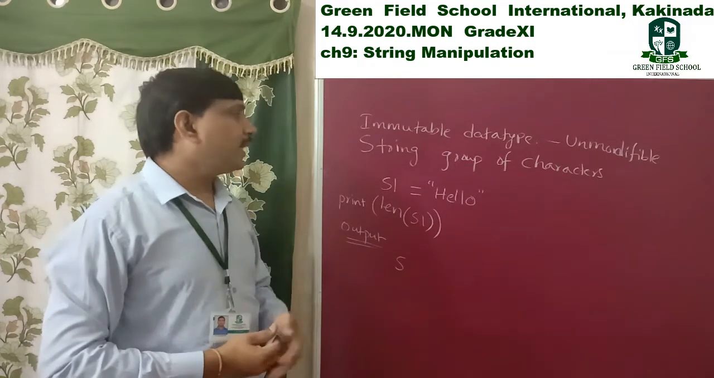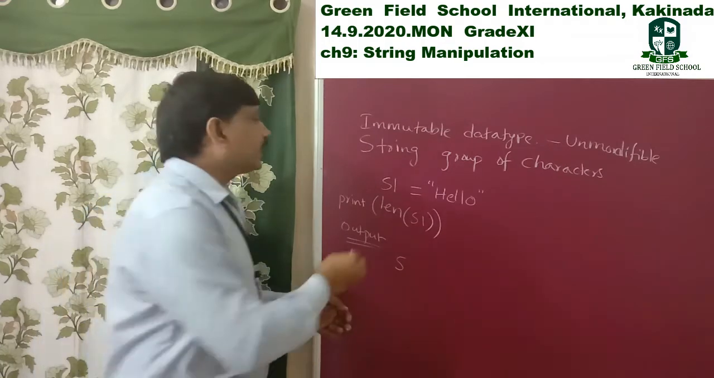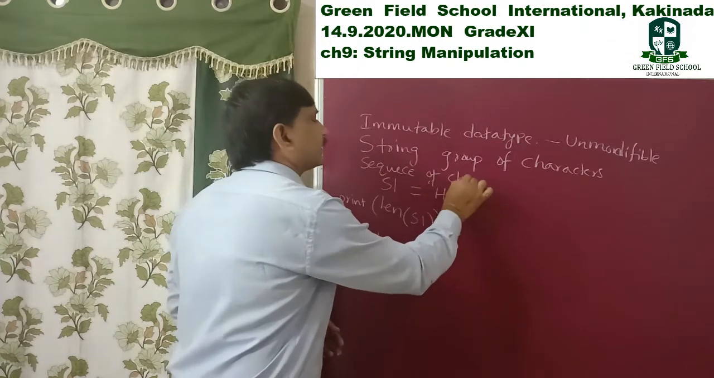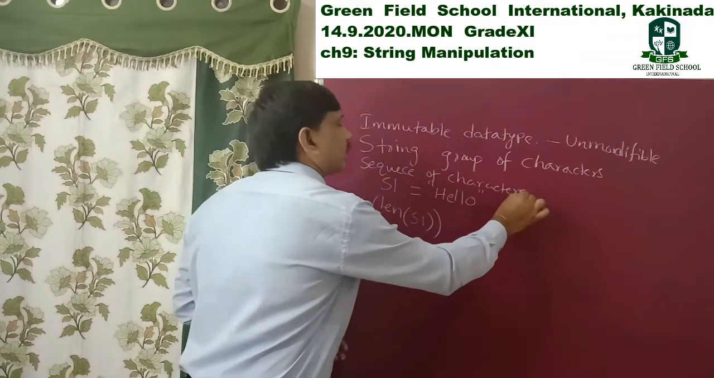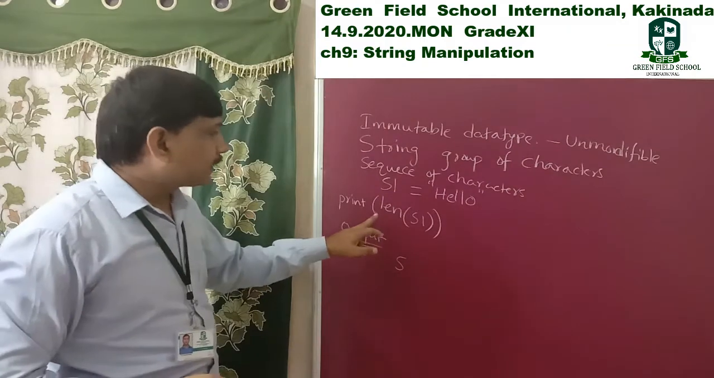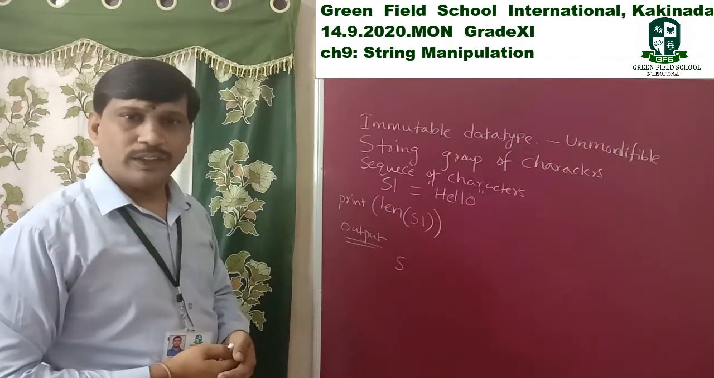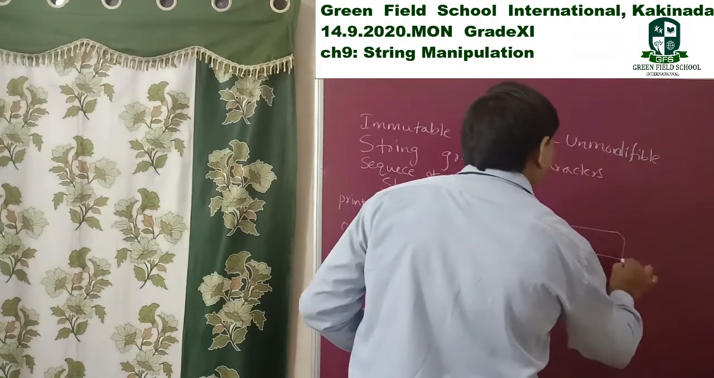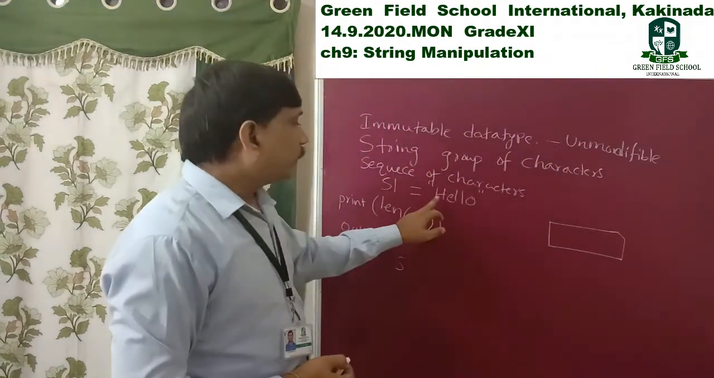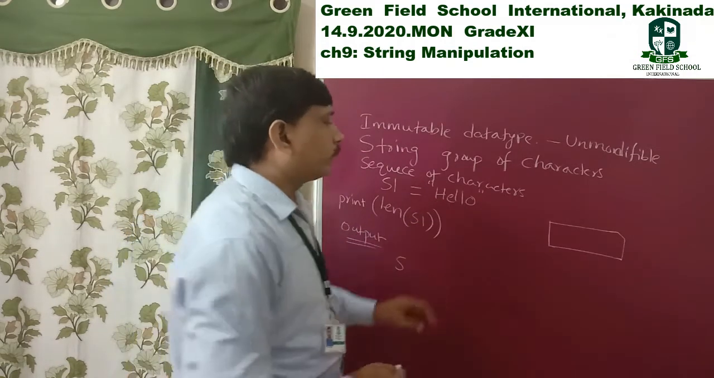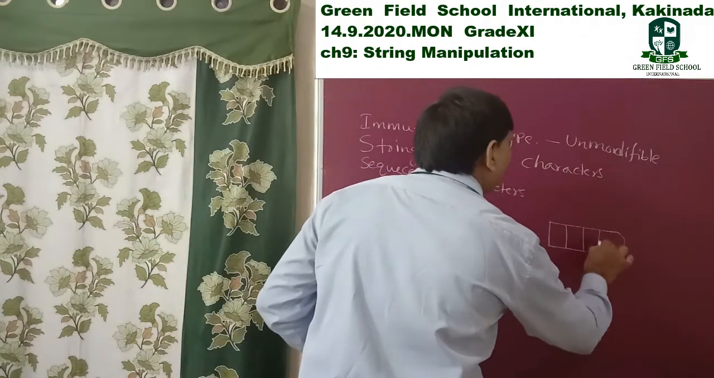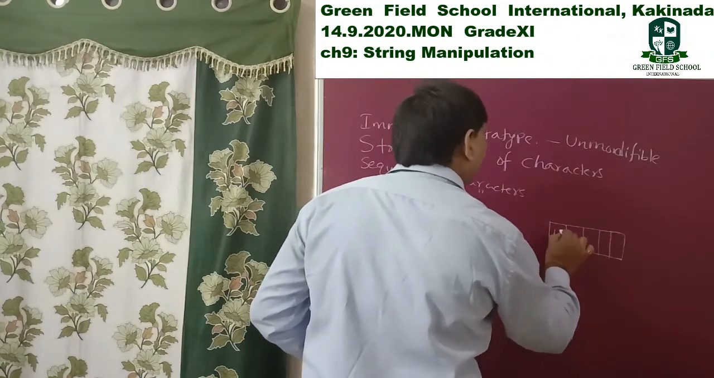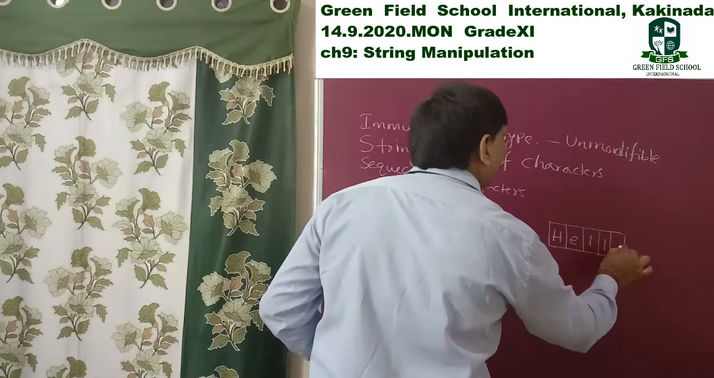Okay, a string is a group of characters. It is a sequence of characters. See, I take this example, hello, S1. So the S1 variable is created in memory like that. How many characters are there? 1, 2, 3, 4, 5. So 5 bytes of memory are allocated for this string. See here H, E, L, L, O.